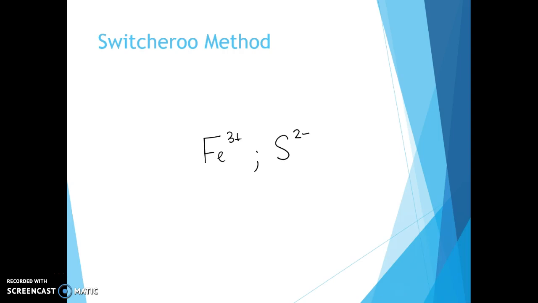Okay? So what this method says is the 3, that is the positive magnitude, becomes the number of the negative that you need. And the 2, that is the negative magnitude, becomes the number of the positive you need. So that means my formula will be Fe2S3. And that happens to be right because we're basically going back to the idea of least common multiple. And that's where the falling apart occurs.